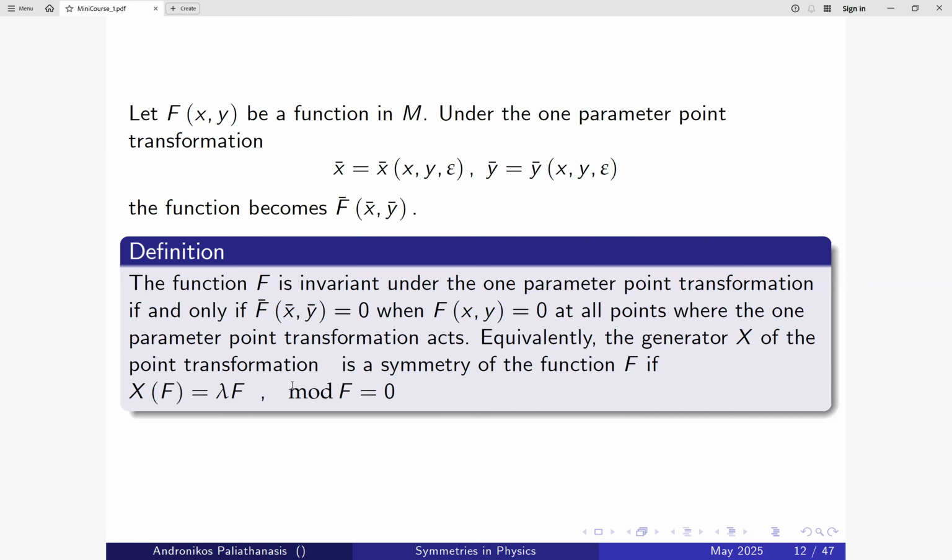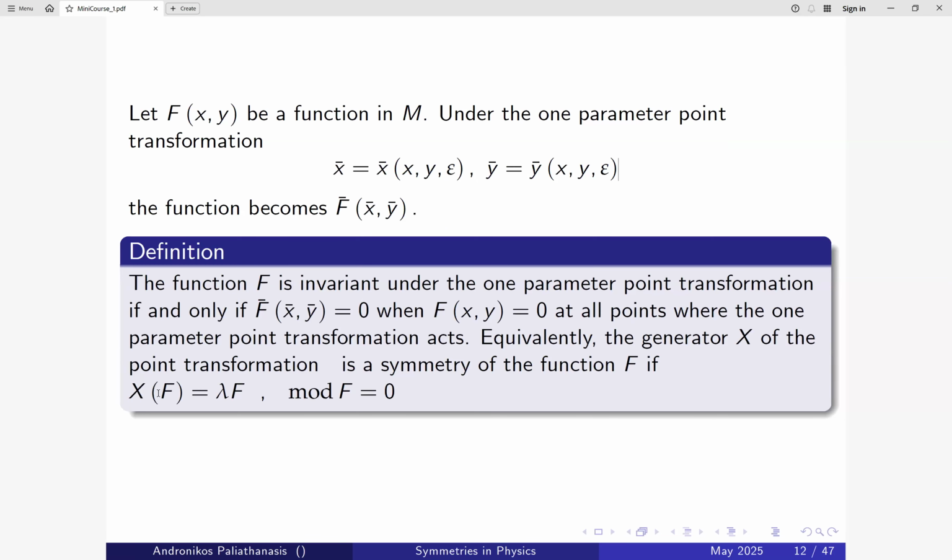Equivalently, the generator X of the point transformation will be characterized as a symmetry of the function f if the action of X on f is equal to lambda times f, when f equals 0. So this is a mathematical expression, and this is what we'll use to construct the symmetries later for functions, geometrical objects, and differential equations. As you can see, the definition means that the value of the function will remain the same at each point where they are related through the transformation.